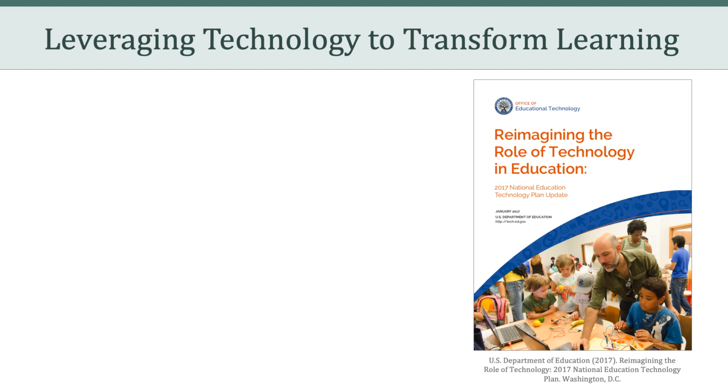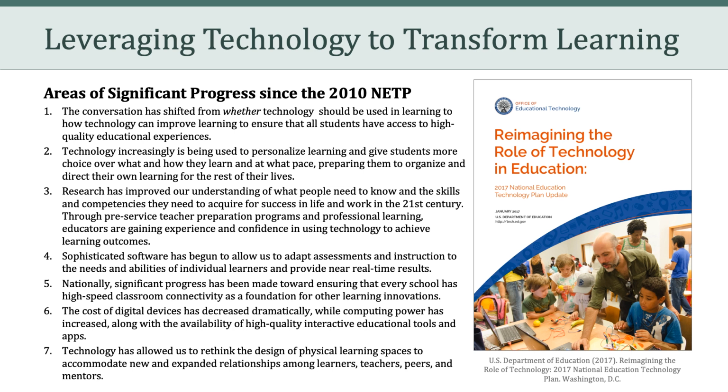Now, let's connect that back around to the idea of leveraging technology to transform learning. And what I want to share here is just some of the areas of significant progress that were reported in the 2017 National Education Technology Plan. Now, I won't read through all of these, but I do want to highlight a couple of them. So one of them is that the conversation has shifted from whether technology should be used in learning to how technology can improve learning to ensure that all students have access to high-quality educational experiences. So that's one significant area of progress.